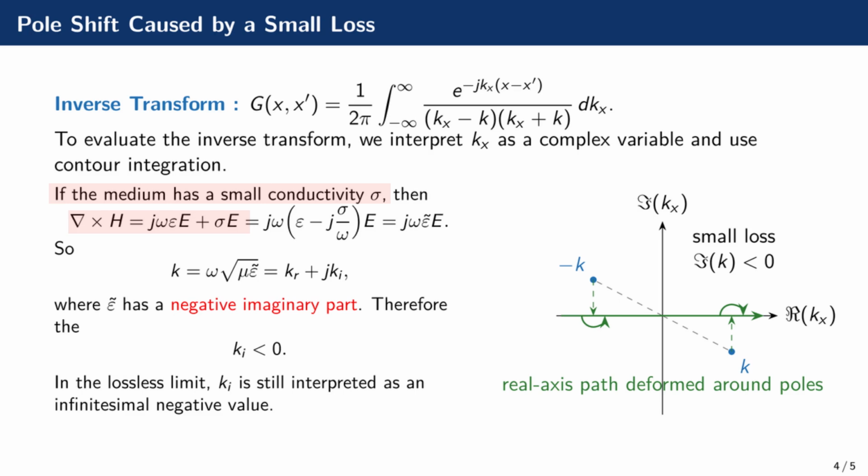loss. Then the conductivity is not exactly zero and the permittivity becomes complex. As a result, k also becomes complex with a negative imaginary part. In the lossless limit, we interpret this as an infinitesimally small negative imaginary part. This tells us how the poles approach the real axis and therefore how the contour should avoid them.